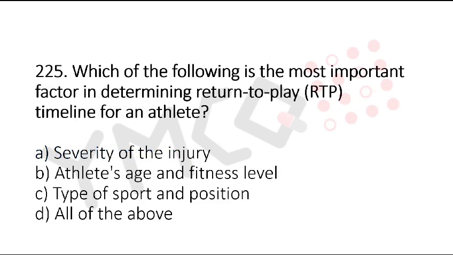Which of the following is the most important factor in determining return to play timeline for an athlete? Option A, severity of the injury. Option B, athlete's age and fitness level. Option C, type of sport and position. Option D, all of the above. And the answer is option D, all of the above. Now let's move to question number 226.